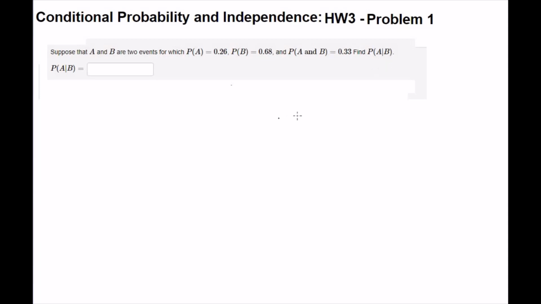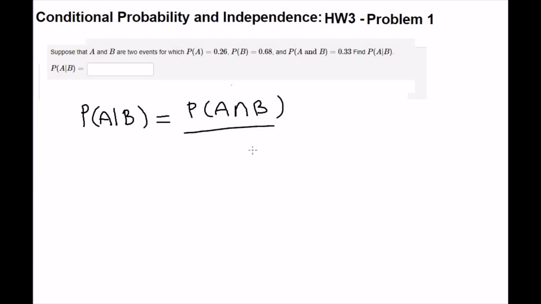We're going to start with the definition of the conditional probability. Probability of A given B by definition is their intersection over the probability of the given condition. Here the given condition is always written in the second position.